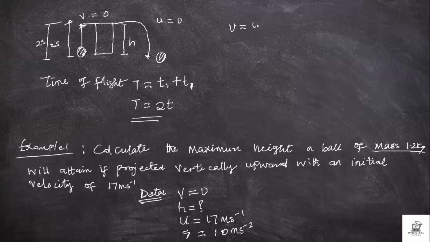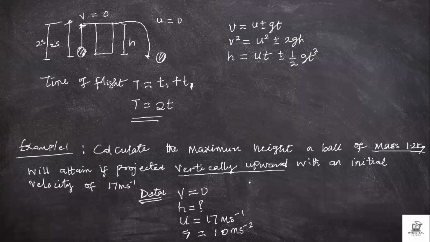V is equal to U plus or minus GT. I have V squared is equal to U squared plus or minus 2GH. And I have H is equal to UT plus or minus half GT squared. Ask yourself, it is plus when the object is what? Coming down, and it is negative when the object is what? Going up. Now, here our object was going up, vertically upward, right? So we are going to apply negative.